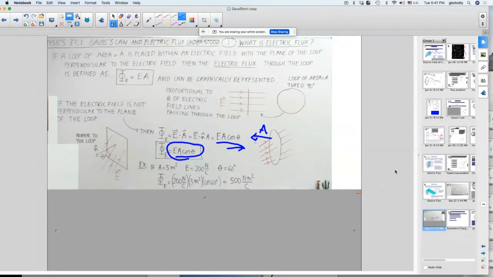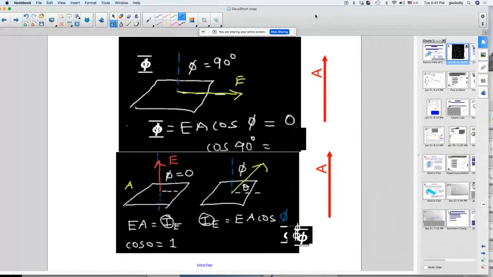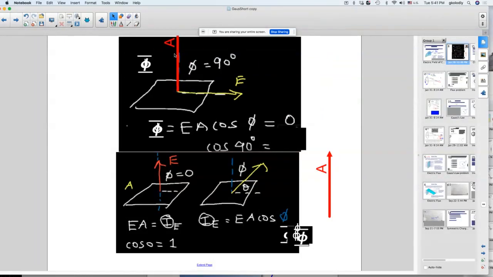Okay, let's do a couple more examples. So here we have a square. The vector representing the area of the square is perpendicular to this. So the angle between them is 90 degrees between the electric field. This is the electric field, and this is the area. And so basically what we're saying is there are no electric field lines going through this square. So the flux is 0. And to calculate the flux, you say EA cosine of 90 degrees, that's 0. So the flux is 0 over here.